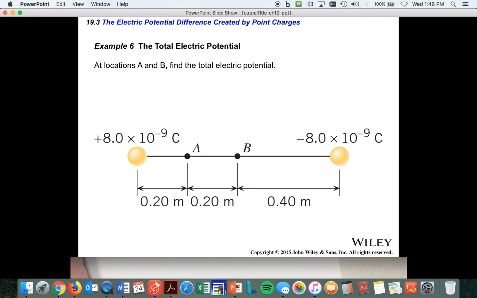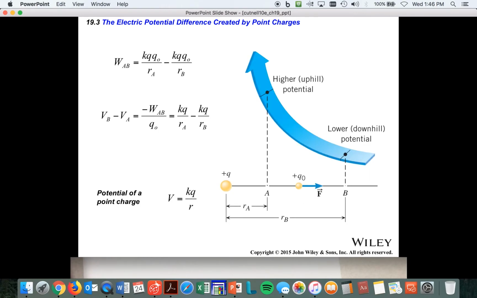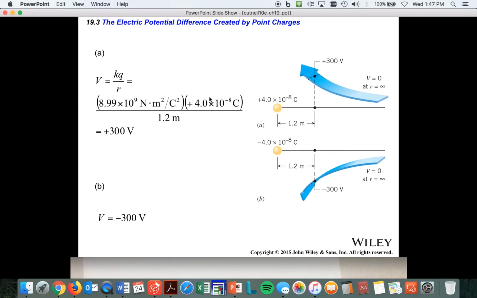Now, the electric potential. Let's find the electric potential at point A, and let's find the electric potential at point B. Remember, notice this Q does not have absolute values around it. So keep that in mind. They did the positive on this one, and for this one they would have done the negative. They'd have put the negative charge in there.